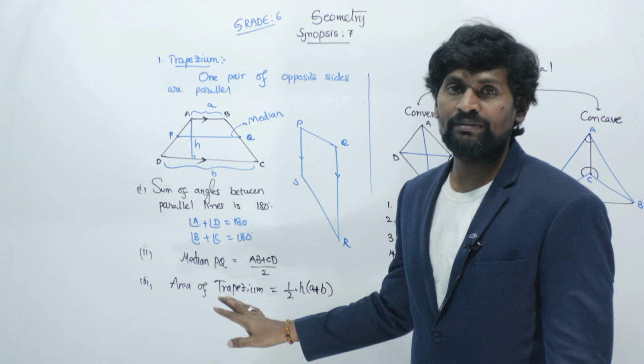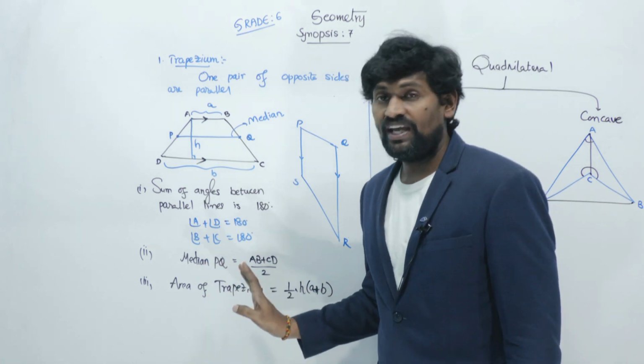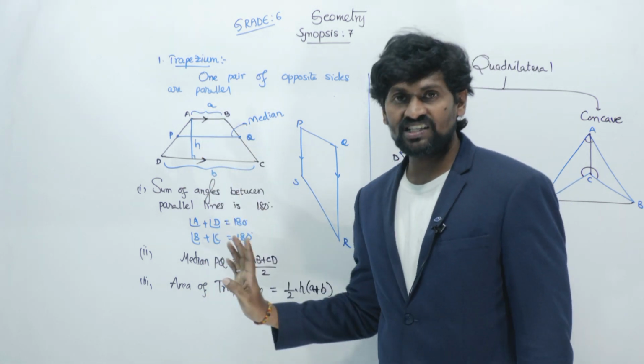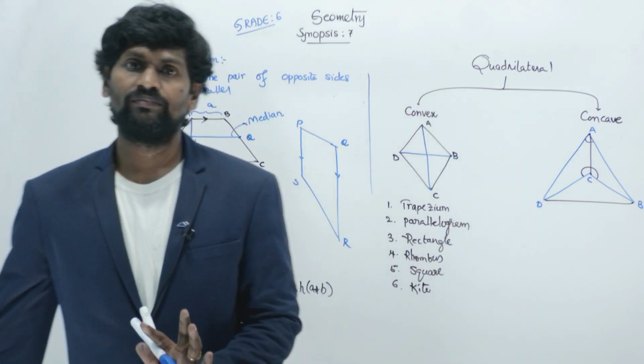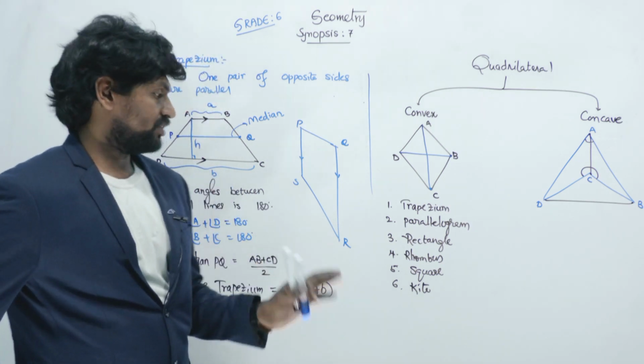Now the area of a trapezium equals half h into a plus b. h means the distance between the parallel sides. a and b are the lengths of the parallel sides. This is about the trapezium. Okay, so let us move on to the parallelogram.